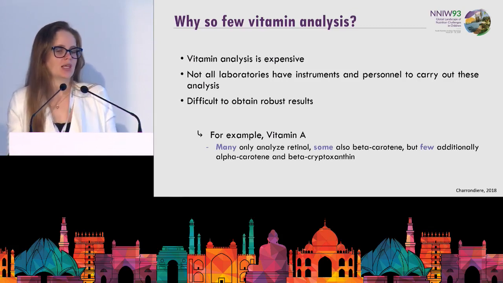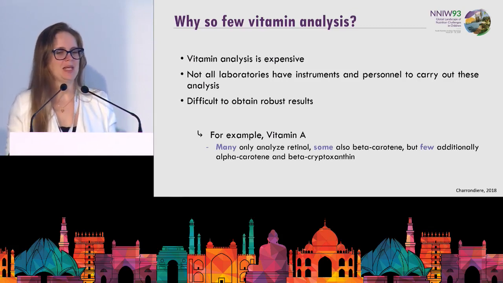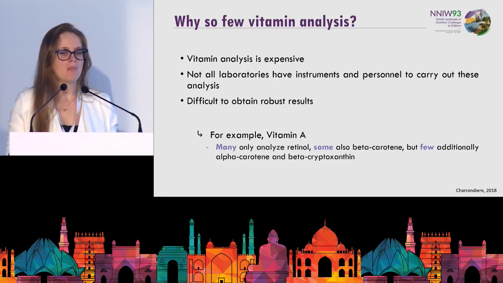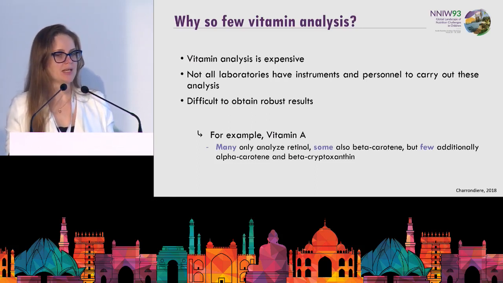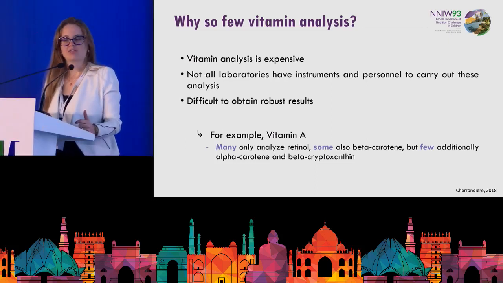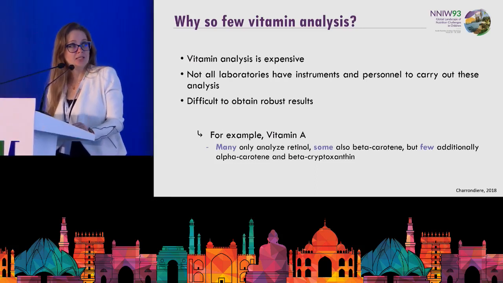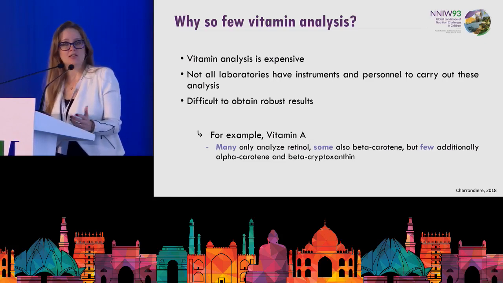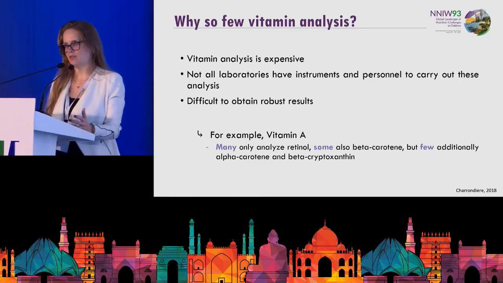For example, keeping vitamin A as our example, most of the analyses carried out have data for retinol, also have some data on beta-carotene, but very few additionally analyze alpha-carotene and beta-cryptoxanthin. And to calculate the total vitamin A, we need all these values.